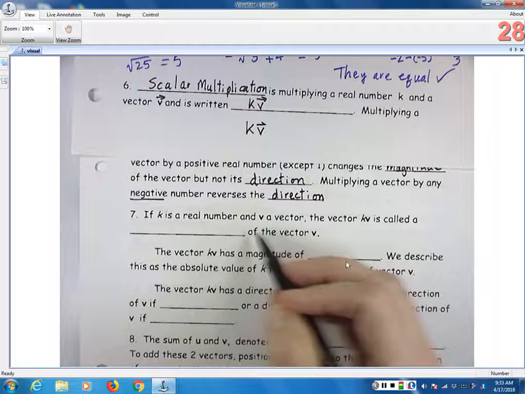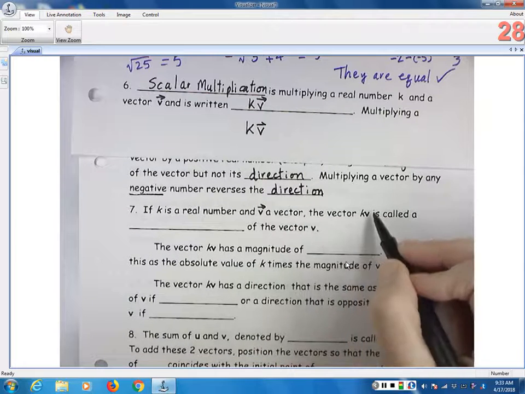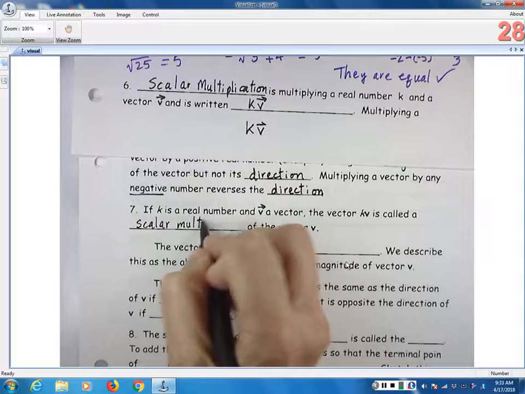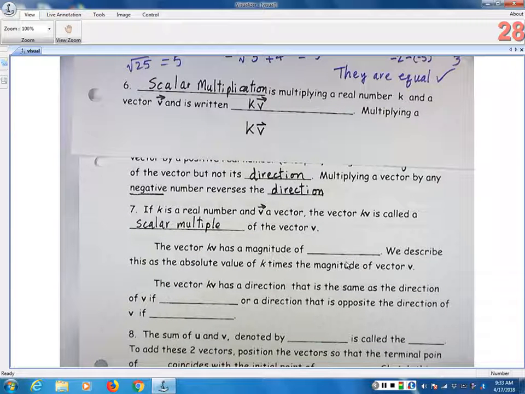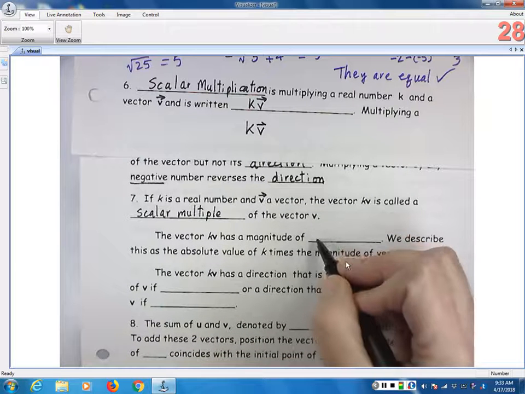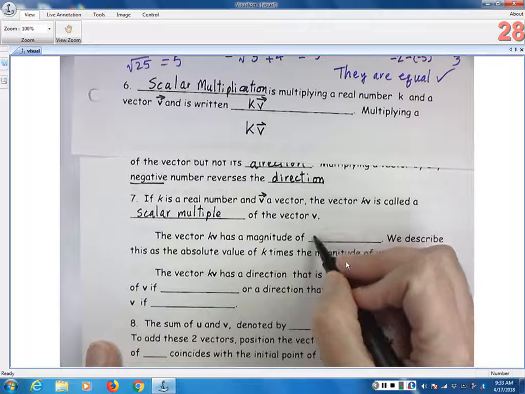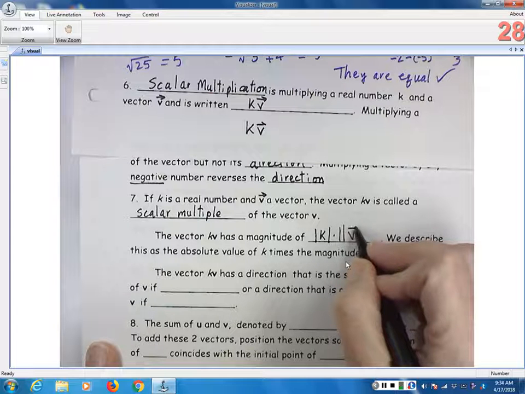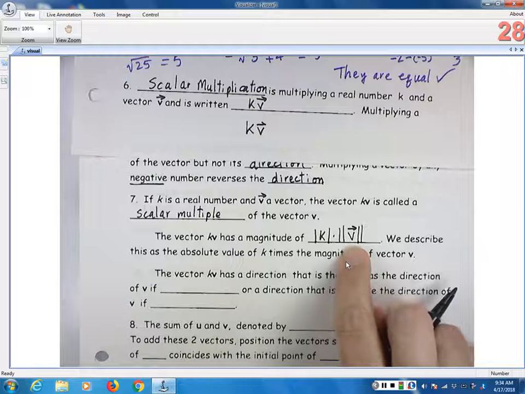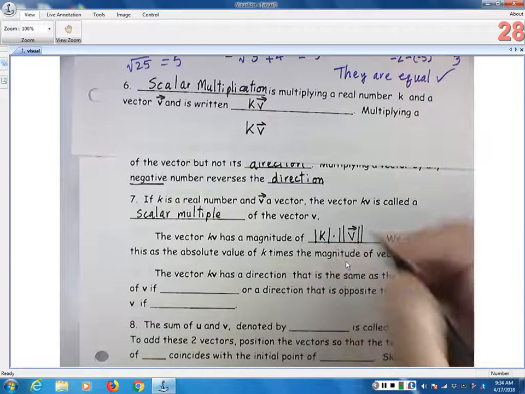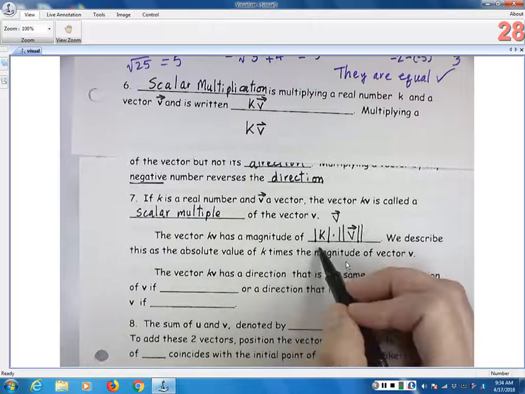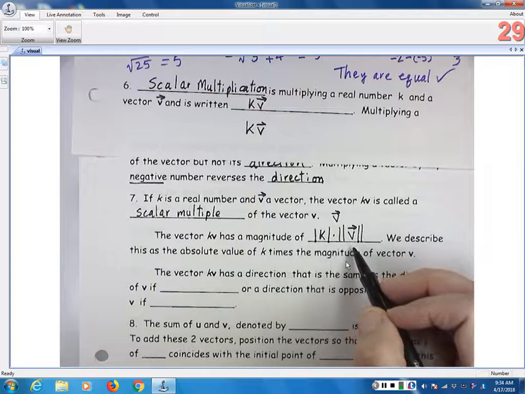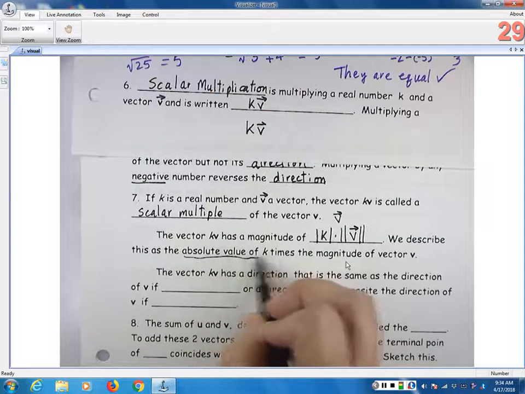Okay, and if k is a real number and v is a vector, the vector kv is called a scalar multiple of the vector v. The vector kv has a magnitude equal to the absolute value of k times the magnitude of v. We just describe this as the absolute value of k times the magnitude of vector v.